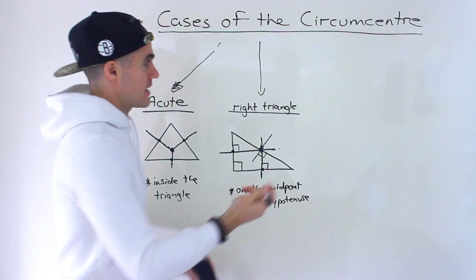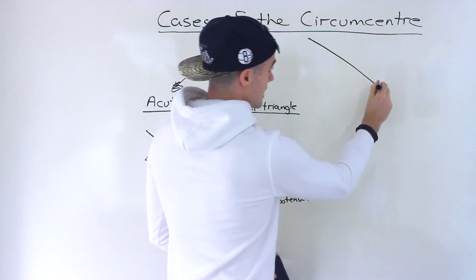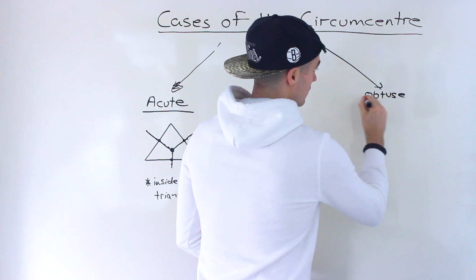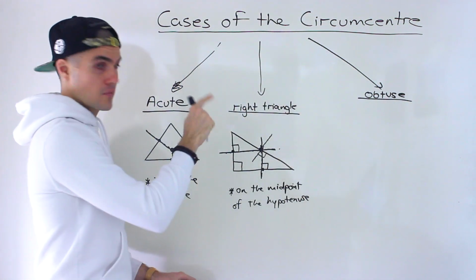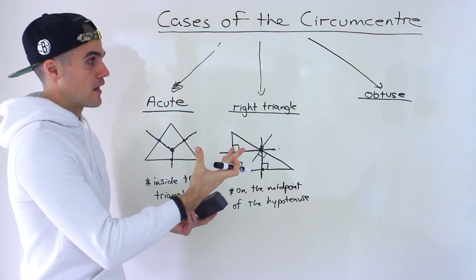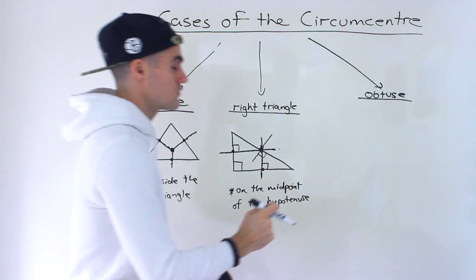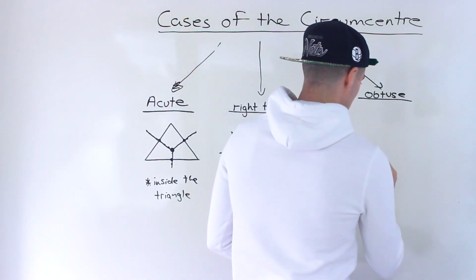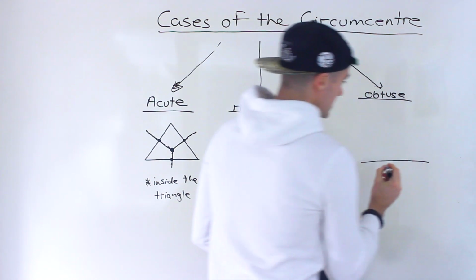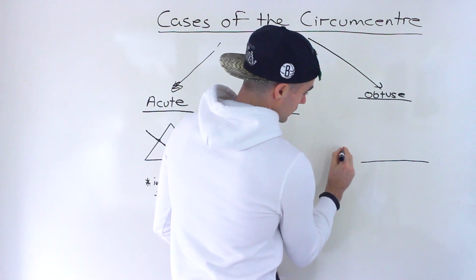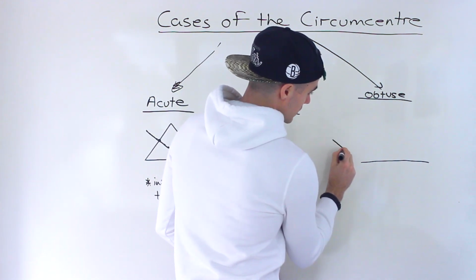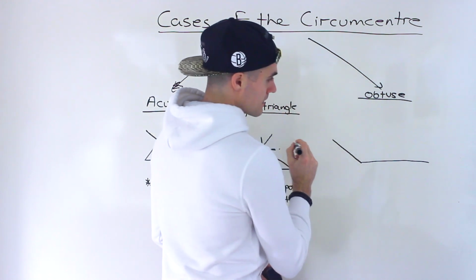And then the third case, the final case, is if you have an obtuse triangle. Remember what kind of triangle is that? It means that one of the angles is going to be greater than 90 degrees. So if we draw an obtuse triangle, let's say we have a side like this, and then to create an obtuse angle here, I'm going to slant the other side to maybe, let's say, over here, like that.